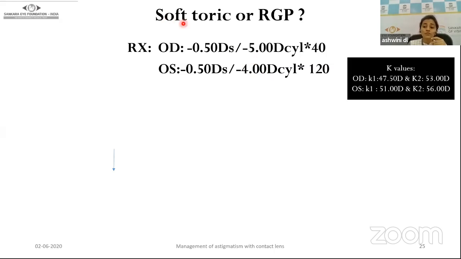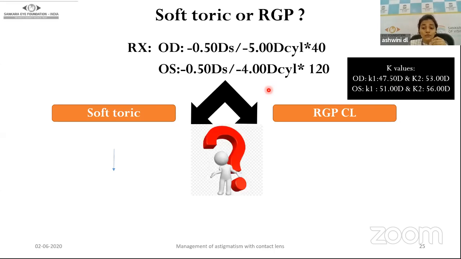So for that also we saw the keratometric values, in which in the right eye K1 was 47.50 and the K2 value was 53 diopter. If you see the difference between both meridians, the magnitude of astigmatism is around 5 diopter cylinder in both eyes. So after this, we had a confusion whether to go with the soft toric or the RGP. Why did we think about soft toric? Why didn't we directly think of going with the RGP?